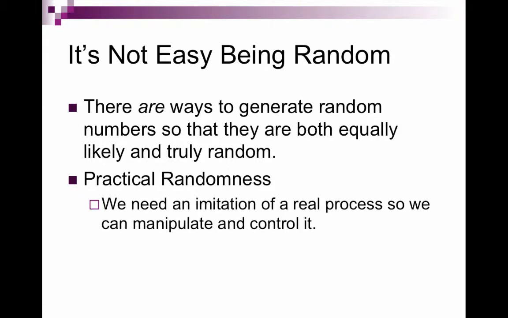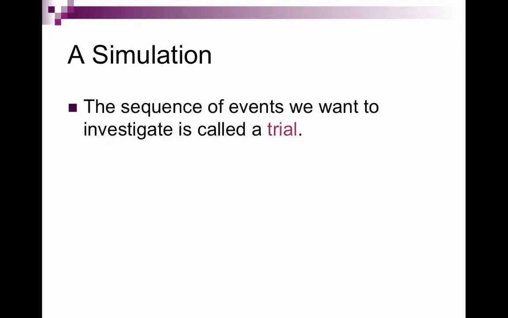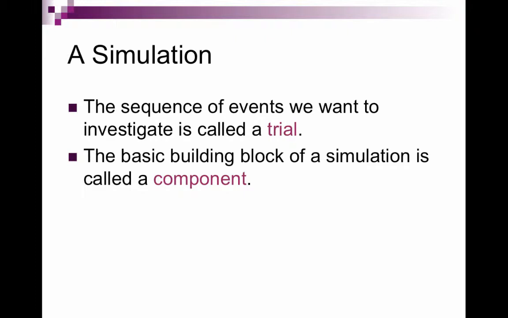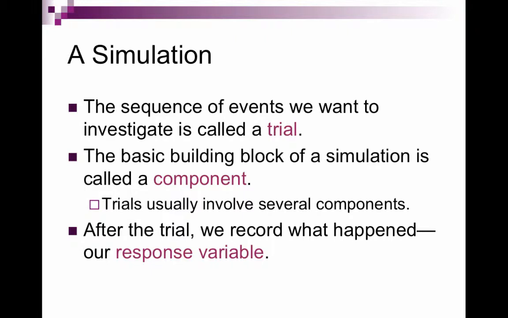Practical randomness is where we imitate a real process so we can manipulate it and control it. In short, we can simulate reality. So a simulation. The sequence of events we want to investigate is called a trial. The basic building block of a simulation is called a component. Trials usually involve several components. After a trial, we record what happened, which is called our response variable.